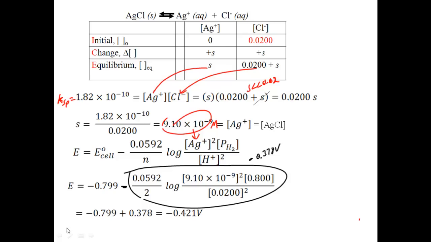What you're responsible for is a straight standard cell or a non-standard cell where you plug it into the Nernst equation directly, without having to do any extra calculations for concentrations, etc.